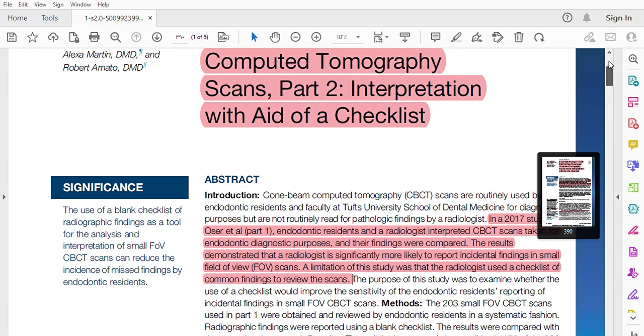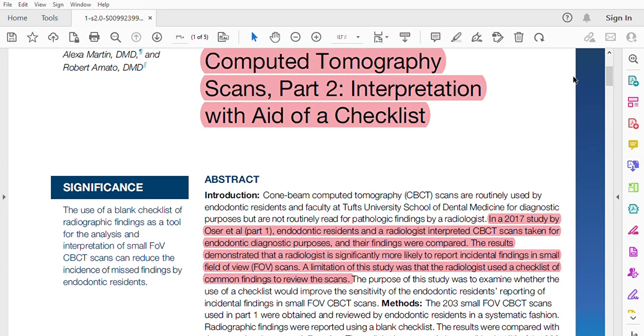and her group. In a 2017 study by Osser et al., which is part 1, an endodontic resident and a radiologist interpreted CBCT scans taken for endodontic diagnostic purposes, and their findings were compared. The results demonstrated that the radiologist was significantly more likely to report incidental findings in small field of view scans. The limitation of that study was that the radiologist used a checklist of common findings to review the scans.